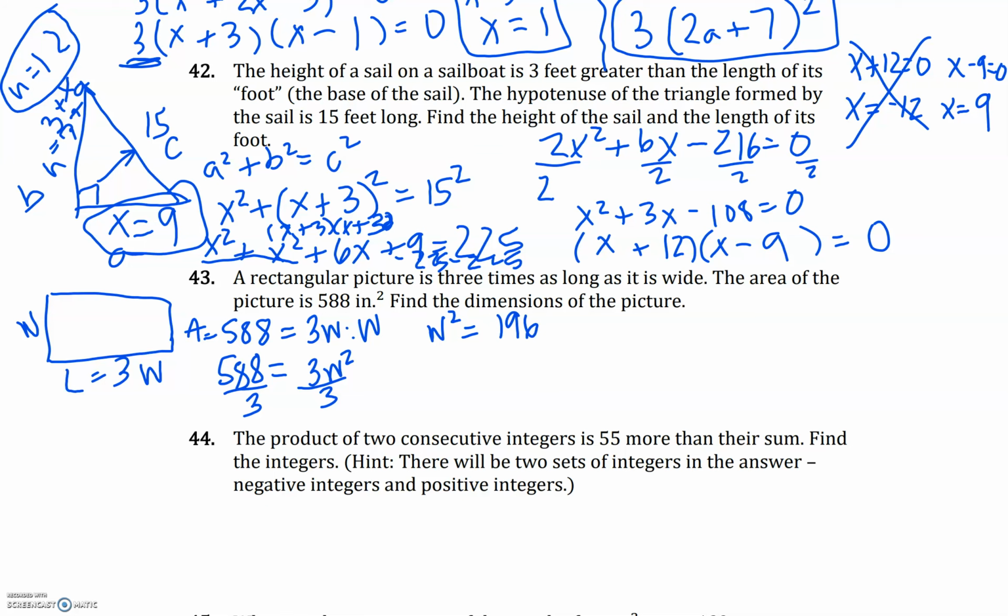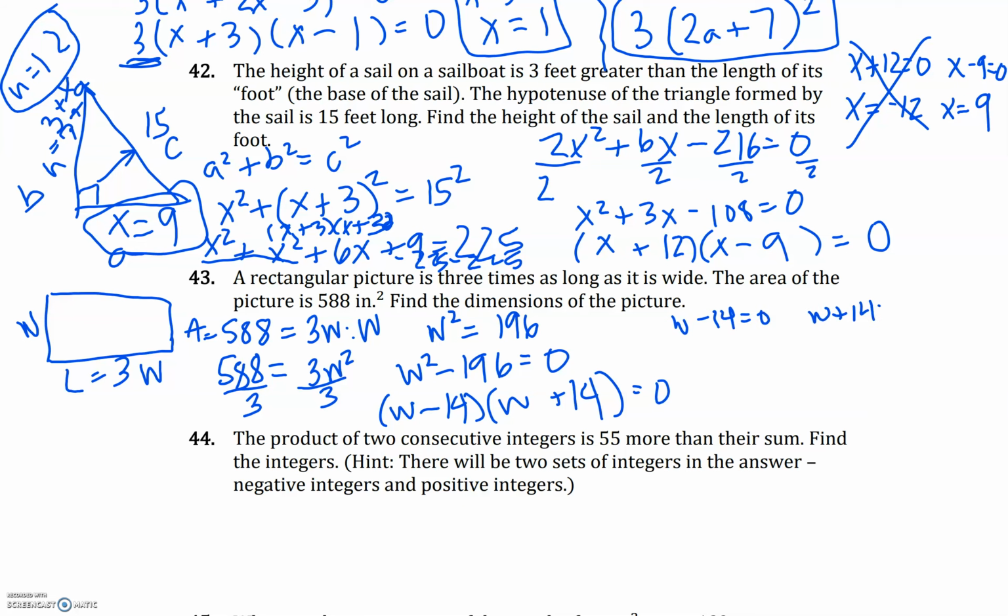If you are comfortable with square roots, you can also use the square root. But I'm going to move the 196 over so I can factor this equation. We have a difference of squares, because the square root of w squared will be w, and a plus and a minus. And then the square root of 196 is 14. So my two equations are w minus 14 equals 0, and w plus 14 equals 0.